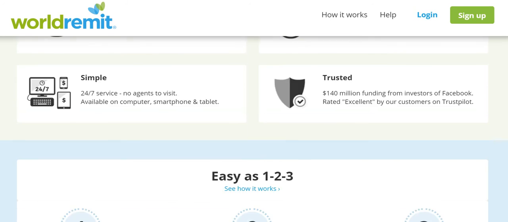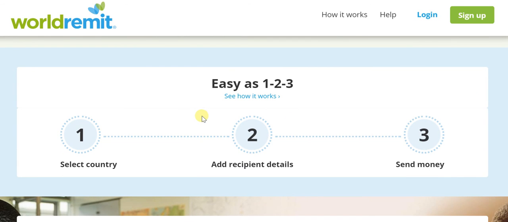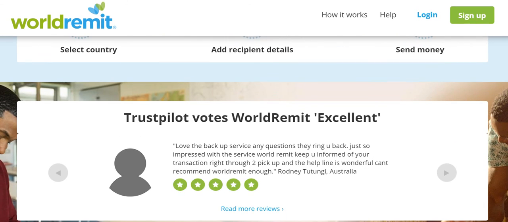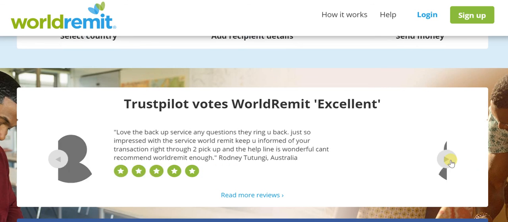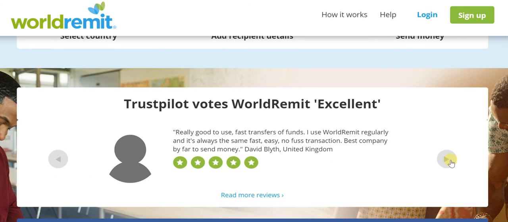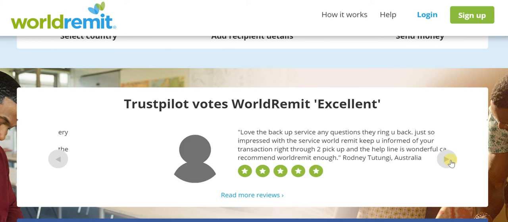So when you're looking to send money from Canada to India, go through these same steps. It's really as easy as 1, 2, 3. You start by selecting the country, you add the recipient details, and you send the money. As easy as that. And these are the kind of reviews that WorldRemit has received. You can always look up more such reviews. In each instance, you'll find that people have had great things to say.